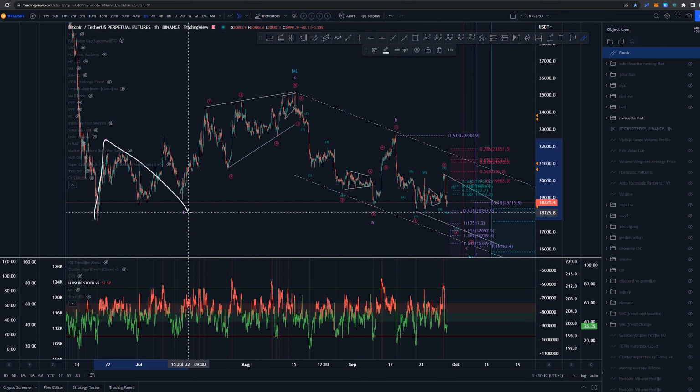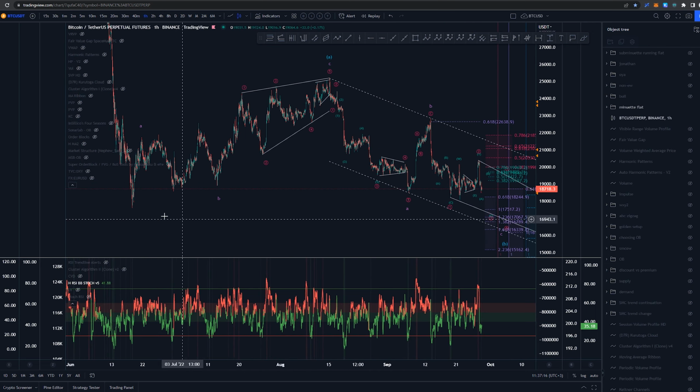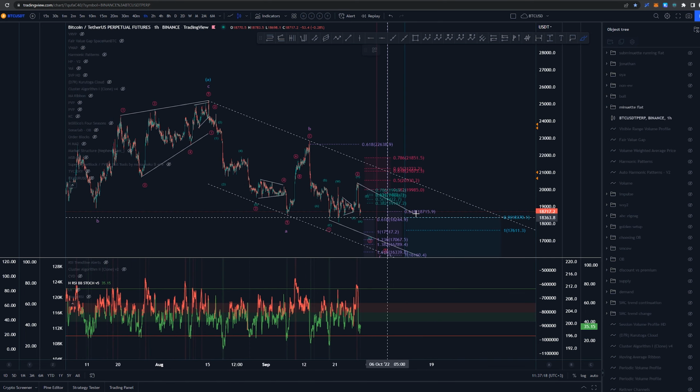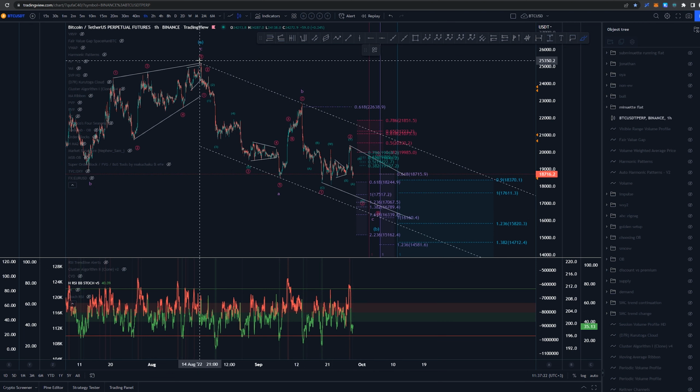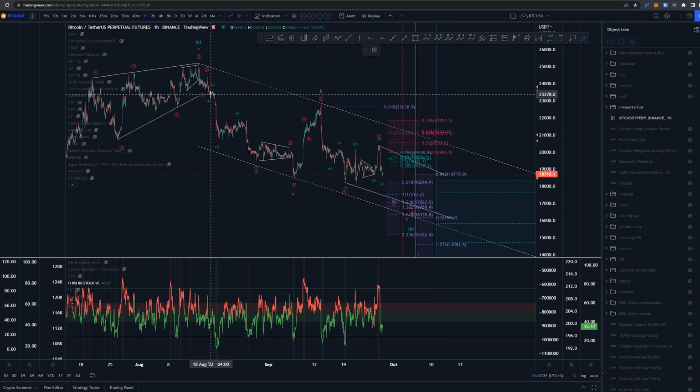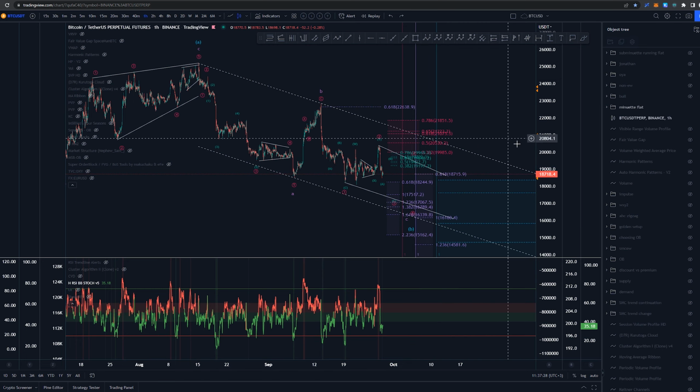In this one we have this as an ABC into an A wave, looking for that wave B downwards to take out possibly these lows here and then going higher with the C wave. For this B wave, as it is a B wave, we are expecting a three-wave structure, in which we are currently looking at this as an A, B and C structure coming down.